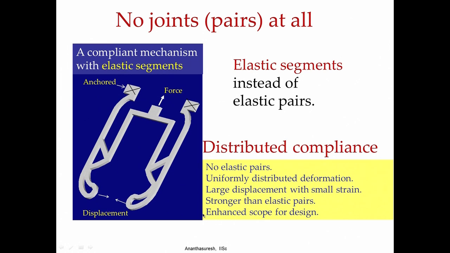And such mechanisms are stronger than those with elastic pairs, because that forceps I showed, if I apply too much load at the flexural joint, it can easily break, whereas a distributed compliant mechanism will not. But of course, there is enhanced scope for design, because with elastic pairs you can just imitate a rigid body mechanism, replacing a joint with a flexural joint, that is, a kinematic pair with an elastic pair. But the moment you go for this concept of distributed compliance, you can design them in many different ways.